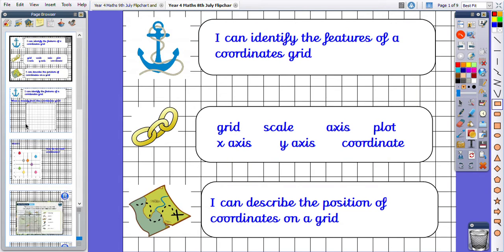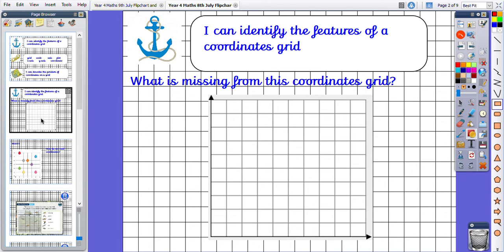Good morning, Year 4. We are moving on in our maths today and we're going to look at coordinates. My Octopus know this is one of my favourite maths topics and I hope you enjoy it as much as I do. So we're going to describe the position of coordinates on a grid for our destination, and our anchor is to identify the features of a coordinates grid, and we have some vocabulary here that may help you with that first challenge.